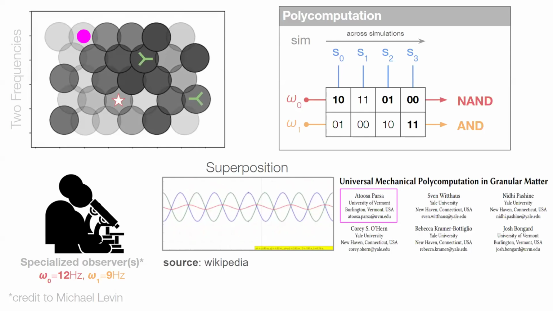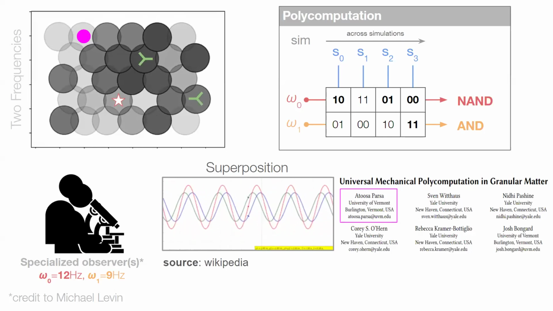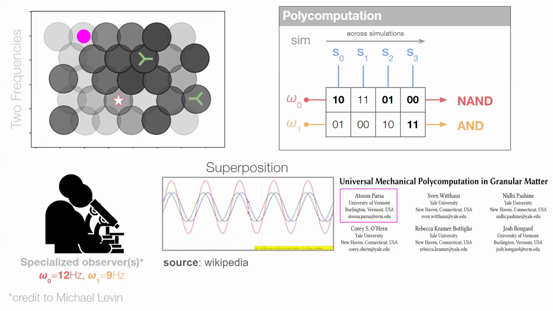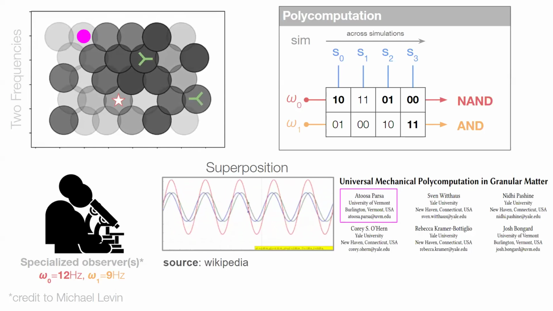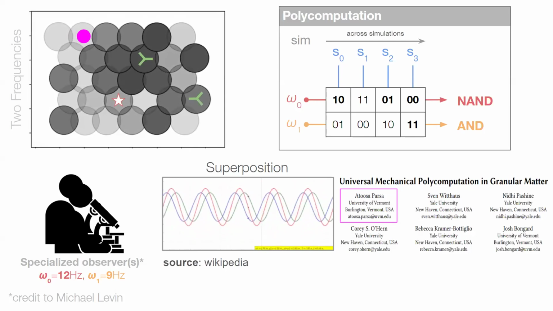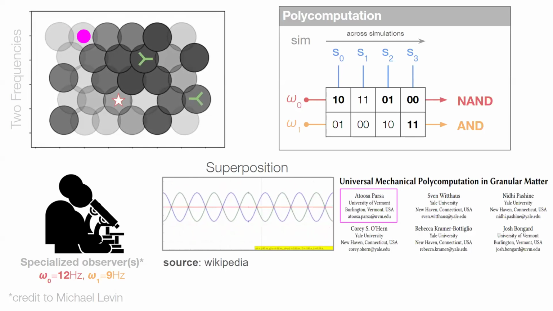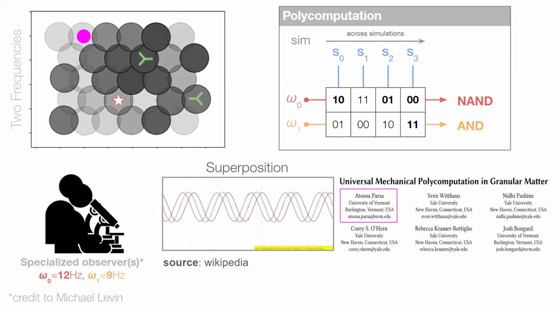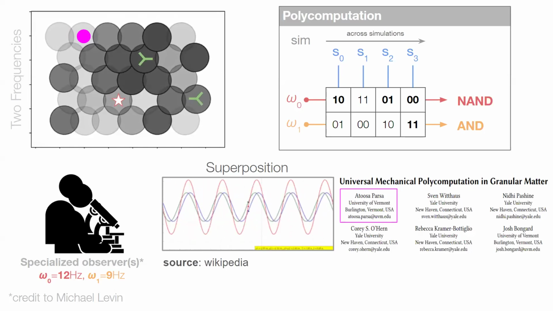You can isolate any arbitrary frequency and then ask evolution to optimize for behavior at that frequency. You can also think of this as being equivalent to having 2 specialized observers, one that looks at this sheet of particles and only has eyes for what happens at 12 hertz, and they say this material is computing NAND. And then another observer who only has eyes for what happens at 9 hertz looks at the same material and says, no, you're crazy. It doesn't compute NAND, it computes AND. And then we, the external observers, say yes to both of them. It does both things. It's a polycomputational material.